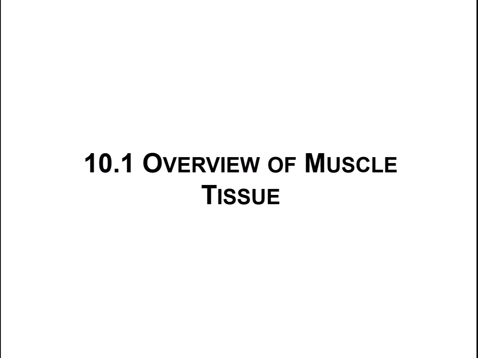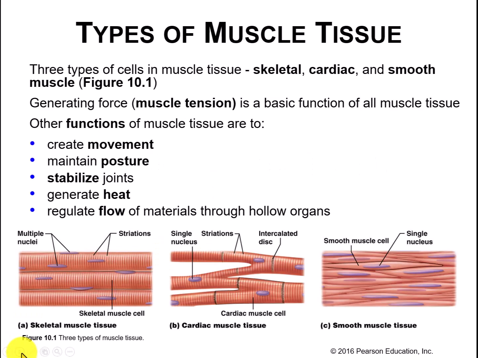Alright, so we're going to start with Chapter 10 by looking at an overview of our muscle tissue. There are three main types of muscle: skeletal, cardiac, and smooth. Their primary function is to generate muscle tension. So generating force with muscle tension is the basic function of all muscle tissue. We have additional functions that they carry out, such as movement, maintaining posture, stabilizing joints.